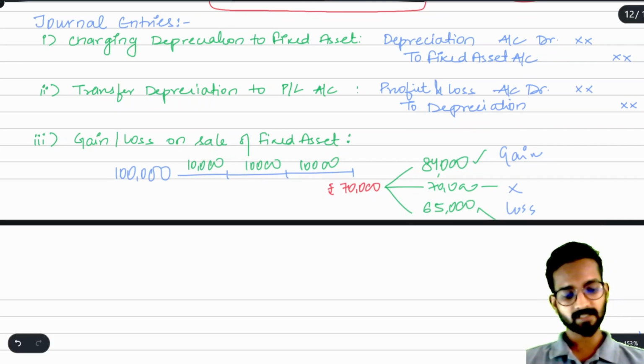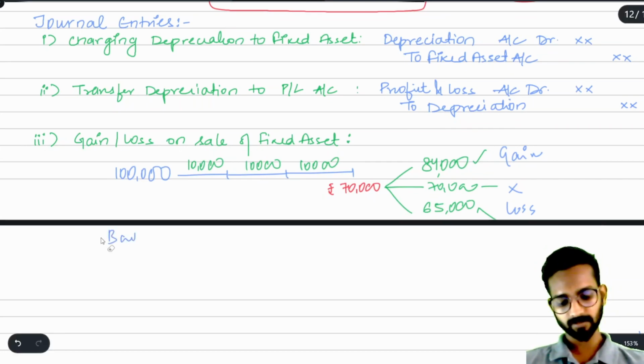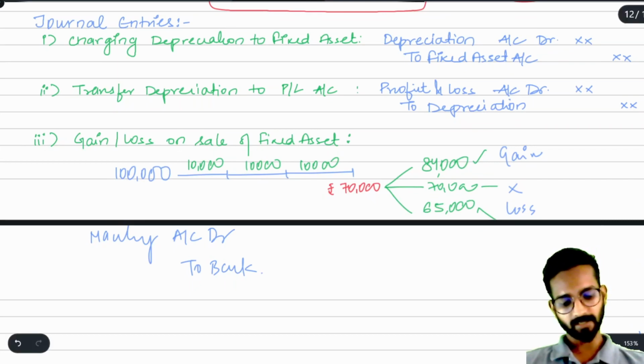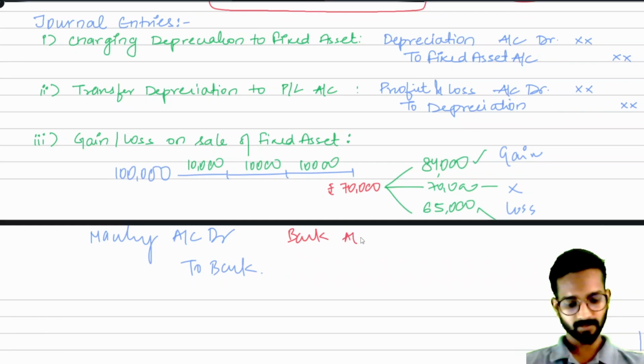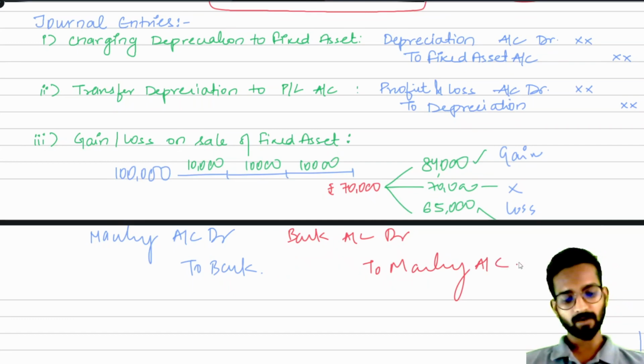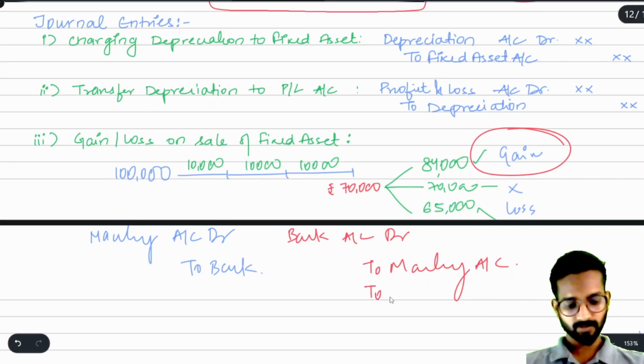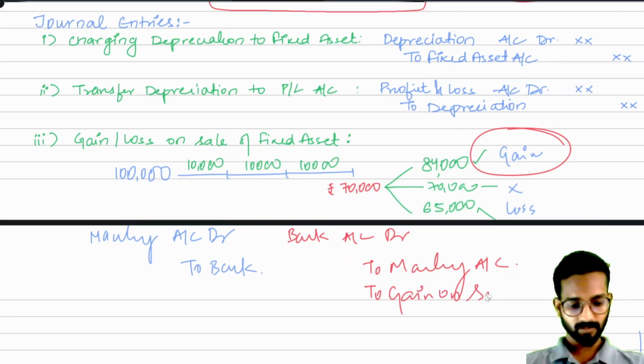Now understand this. When I tell you that I have purchased machinery, what is the journal entry? You will say, sir, very easy. Machinery account debit to bank account, when you are purchasing the machinery. Simple. Now if I am telling you that you are selling the machinery, what will be the journal entry? Journal entry will be bank account debit to machinery. Simple. Now when there is a gain, we have already learned that incomes must be credited. So what will you write? To gain on sale. Simple.